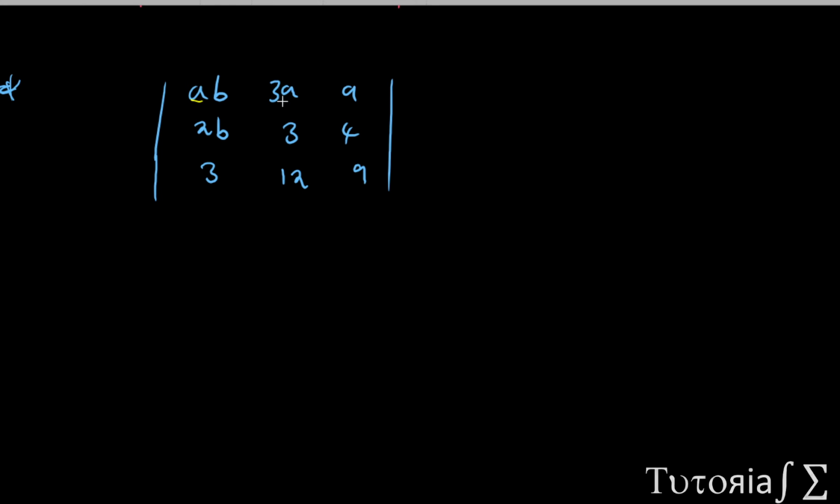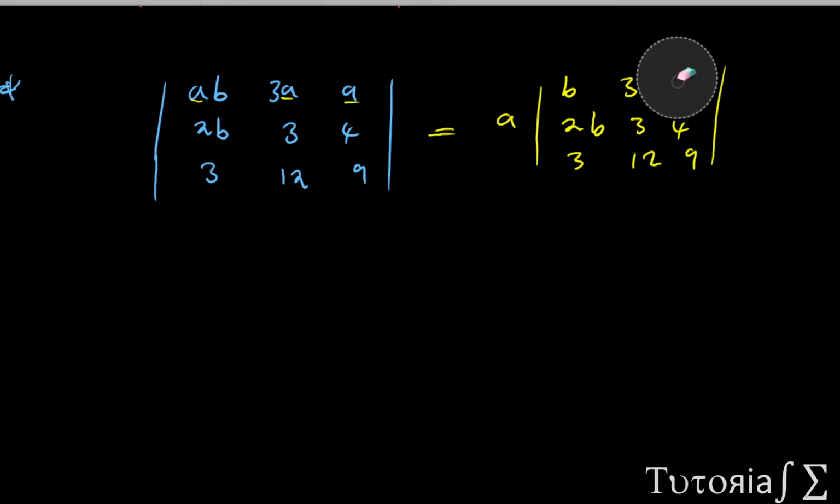So here we see that there are common terms in a row, which is A. So we can simply factor out the A, and what will remain here is B, 3, A, and everything else, 2, 2B, 3, 4, and 3, 12, 9. Okay, so we can do that. So sorry, here we're going to remain with 1. So when we factor out A, here we have B, here we have 3, then there we are going to have 1, then 2B, 3, 4, then 3, 12, and 9.